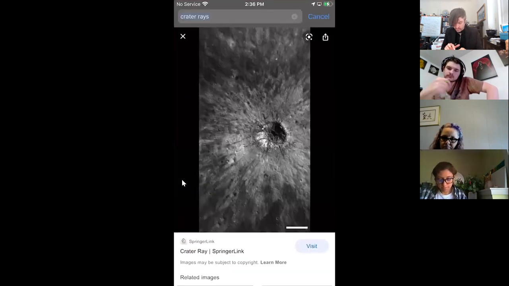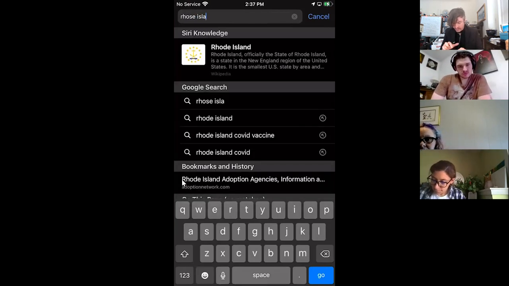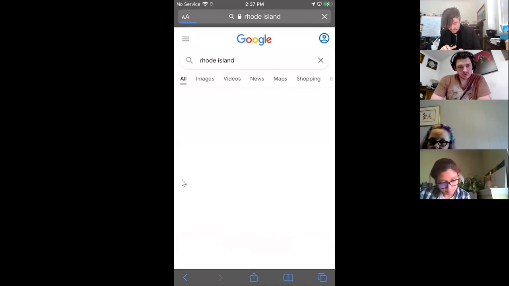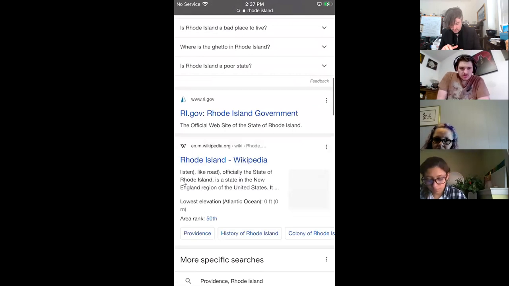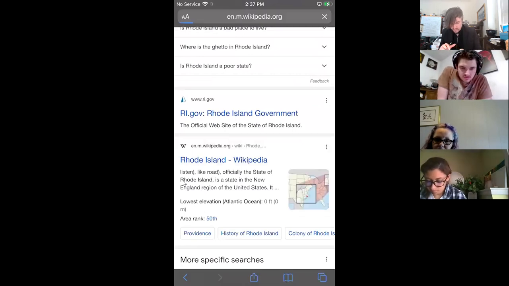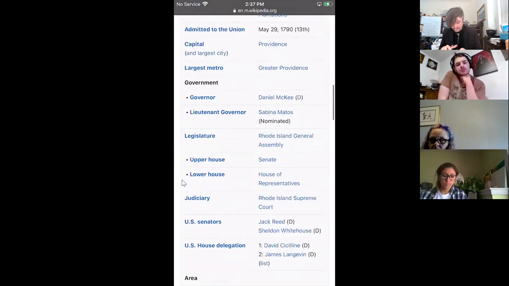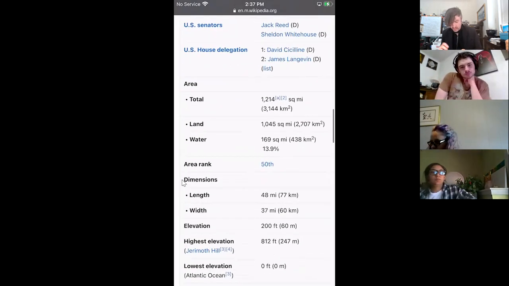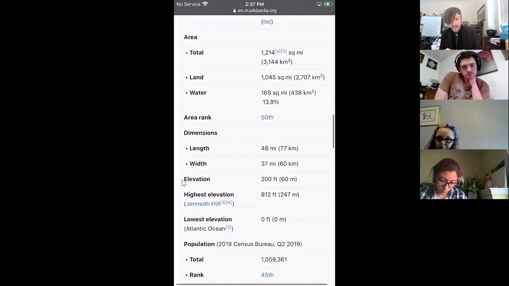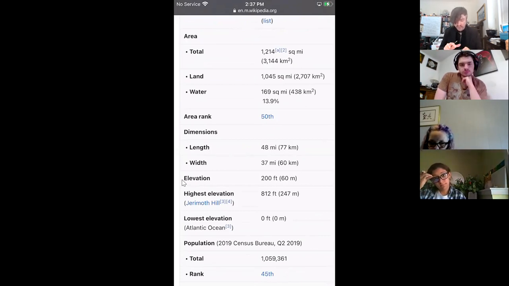Let's type Rhode Island into Wiki. Let's just kind of learn something here. I forgot that I can go on the internet on my phone. That's kind of useful. The length of Rhode Island is 70 or 80 kilometers. It's basically 80 kilometers by 60 kilometers. So you get the point there, right?